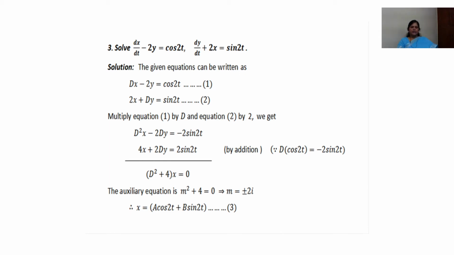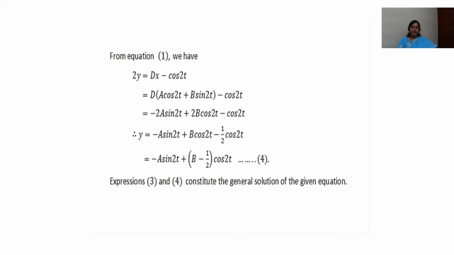Now after finding the x value, we have to substitute this x value in any one of the given equations and try to get the y value. So from equation 1 we have 2y is equal to Dx minus cos 2t. In that, the x value we are going to substitute, that is D into (a cos 2t plus b sin 2t) minus cos 2t. D into the function means we know D is equal to d by dt, so we have to differentiate with respect to t once.